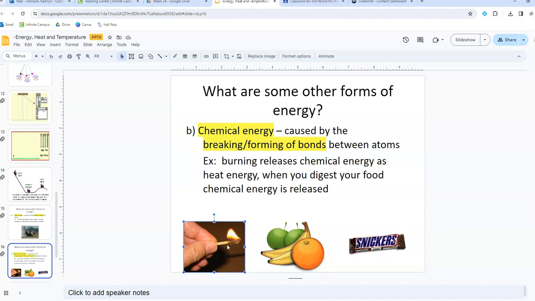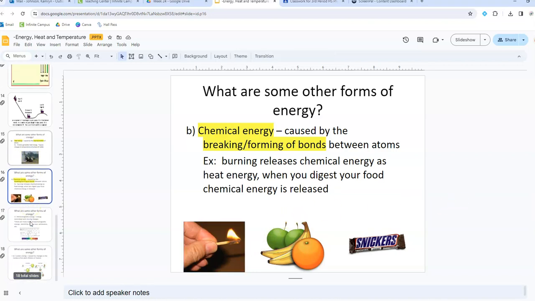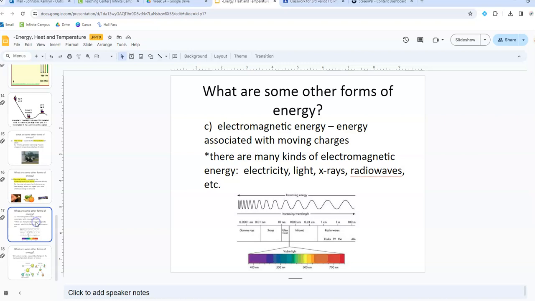Most people understand that a match has chemical energy because they know that some sort of chemicals are in the tip of that match. It's actually phosphorus that's in the tip of most matches. So that one usually does not confuse people. And 2 more slides, woohoo!